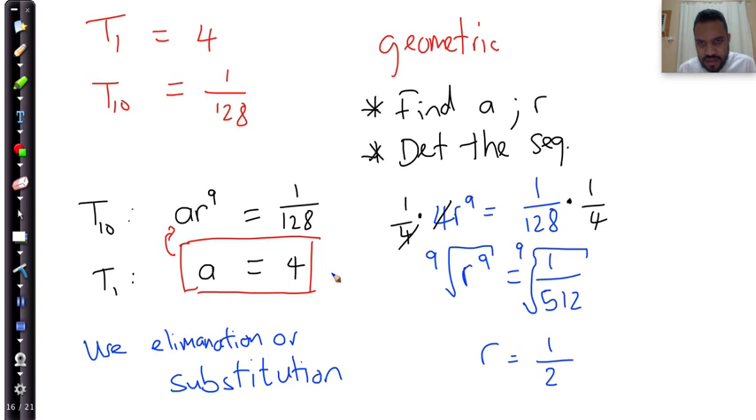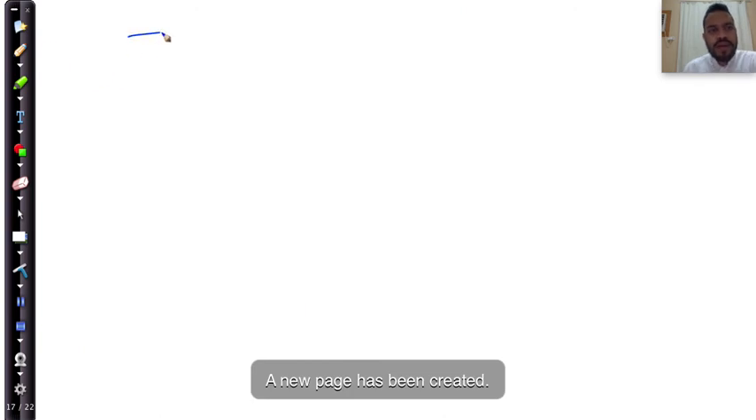You've got A, which was actually given, and you've got R. Once you have those two things, it's very, very easy to determine the sequence. So let's do that. T1 of the sequence will just be A. T2 of the sequence will be A multiplied by R. T3 of the sequence will be A times R times R again, which gives you A R to the power of 2, and so on.